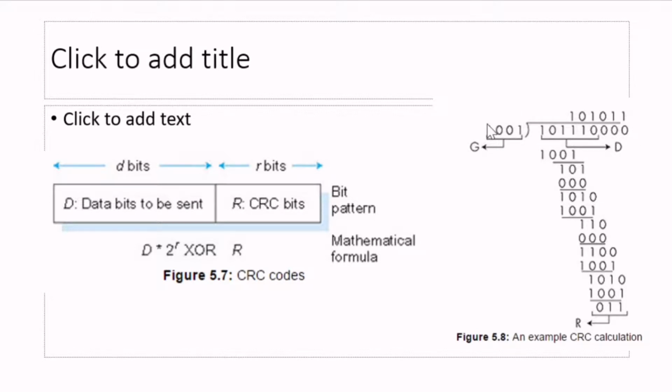And then binary division is performed on the resultant string with the CRC generator. This is going to generate the CRC. After the division, the remainder of the division is called the CRC, which is R here. So the packet or datagram that is being sent will be the D bits of data, D, and also the R, which is the CRC bits.